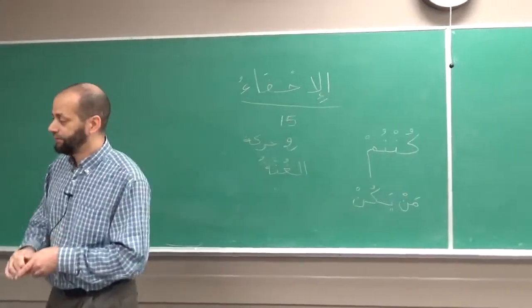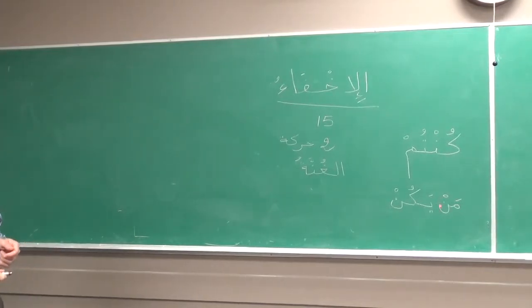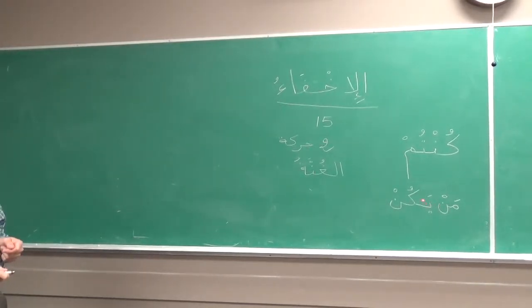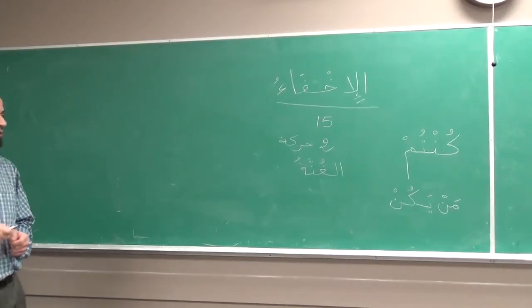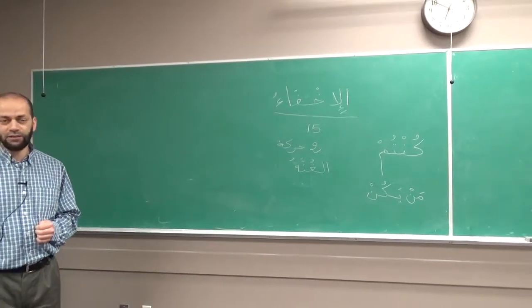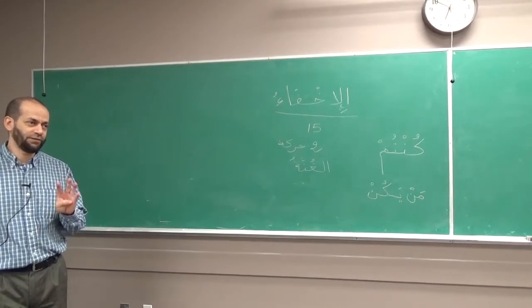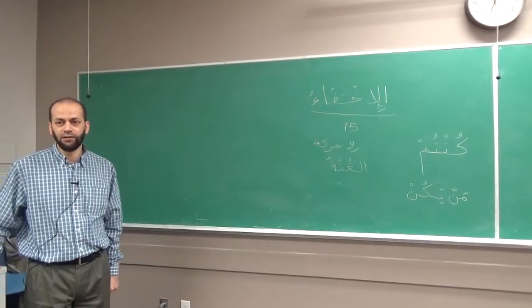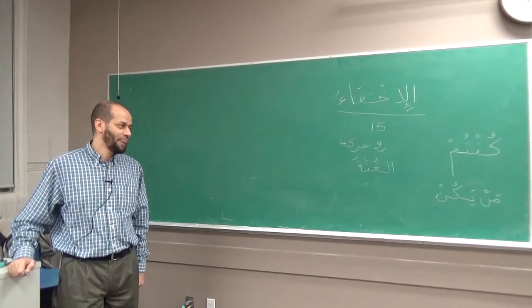In this example, we have a nun sakina followed by the ya, idgham bi ghunna. So we have idgham bi ghunna because the ya is one of the letters of idgham bi ghunna, which is yanmu, the 4 letters, one of the 4 letters grouped in the word yanmu. So we have idgham bi ghunna.